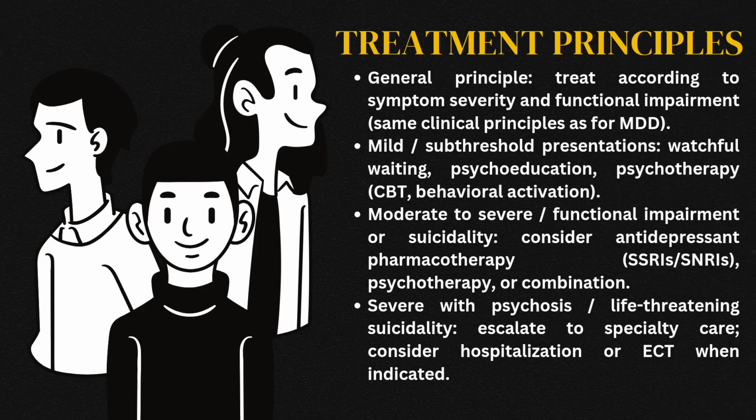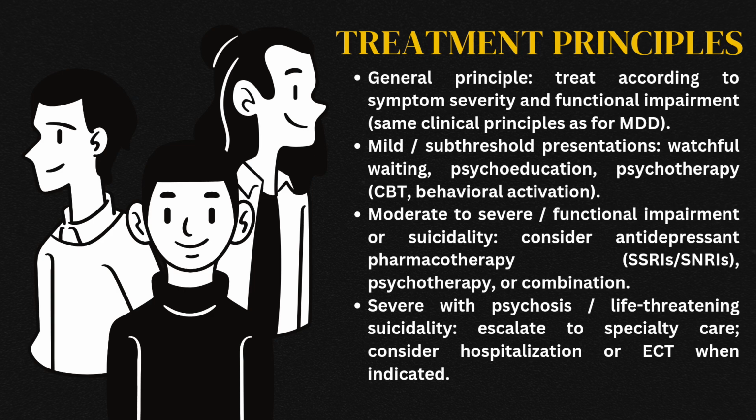A third principle is psychoeducation and lifestyle support. Psychoeducation means helping patients and families understand what depression is, why treatment is important, and what the prognosis may be. This reduces stigma, increases motivation, and encourages treatment adherence. Lifestyle changes are equally important.